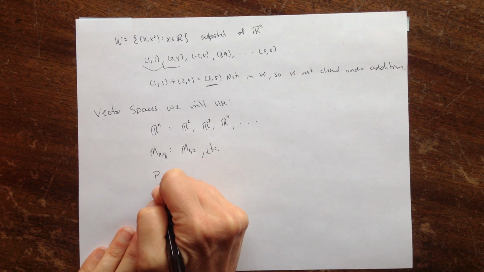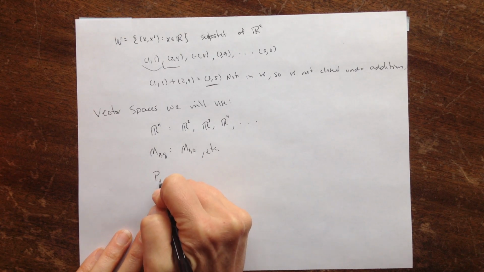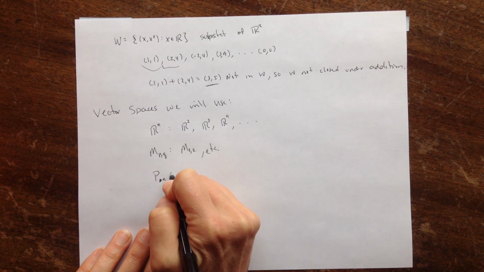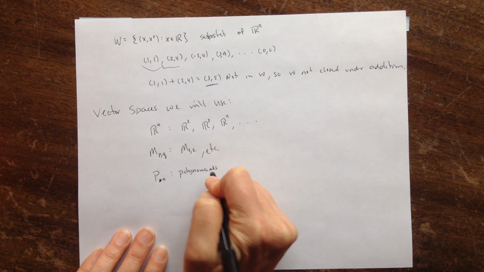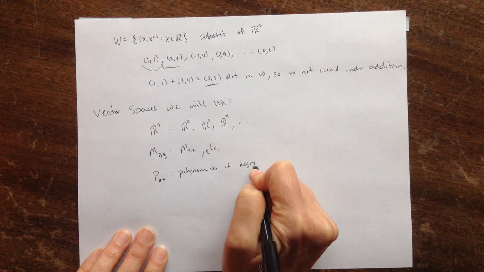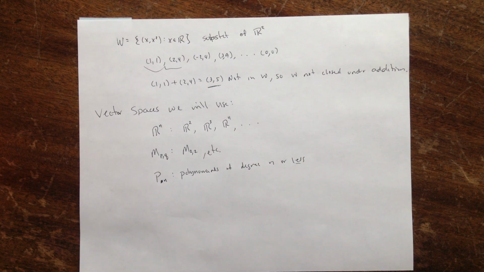And then we had P sub n. I think we looked at P sub 2 and maybe P sub 3 also. So P sub n is polynomials of degree n or less. And that "or less" is important because otherwise the set ends up not being closed.